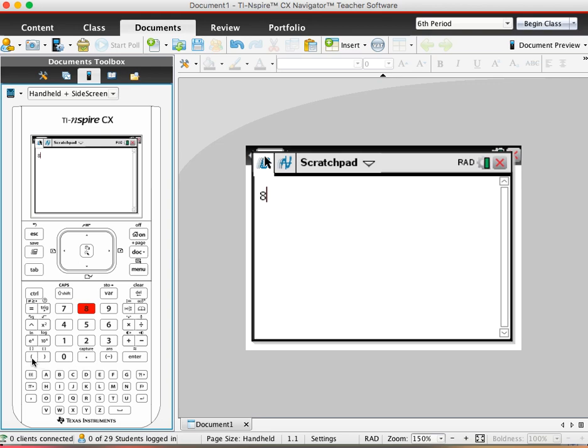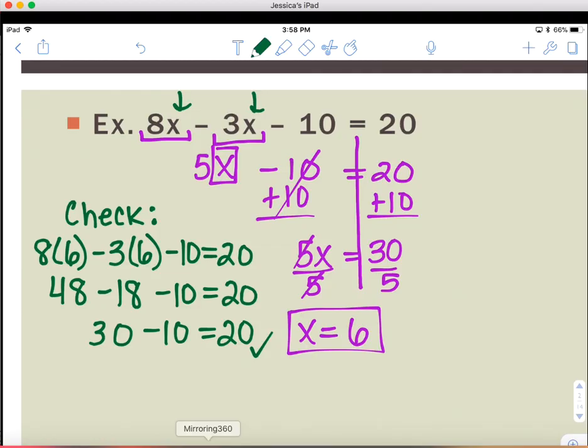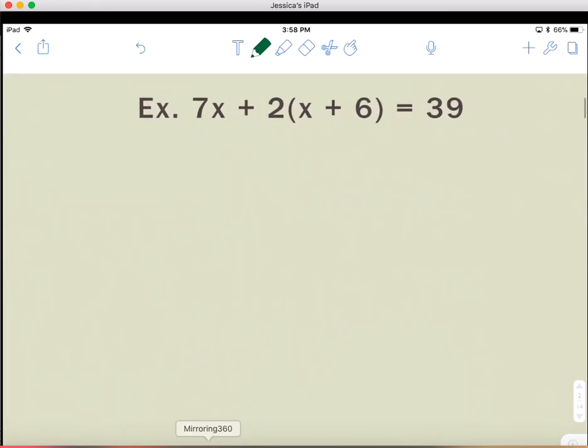So I'm going to type 8 parentheses 6 minus 3 parentheses 6 minus 10 equals 20. You can actually include the equal to sign straight into the calculator. When you hit enter, the calculator will tell you if that is true or false. If you get true, that means you have the right answer. If you get false, that means you made a mistake whenever you were solving. Let's look at our next example.